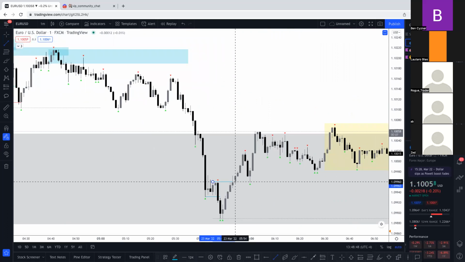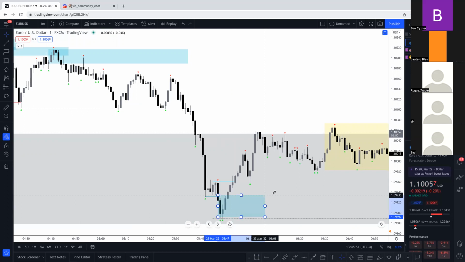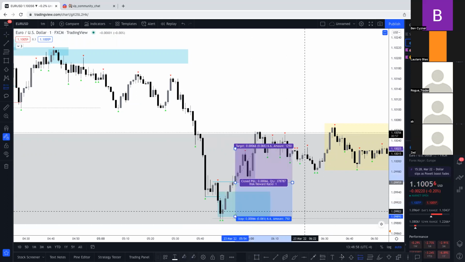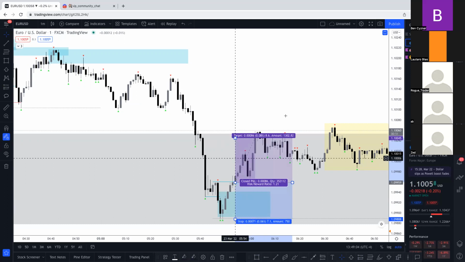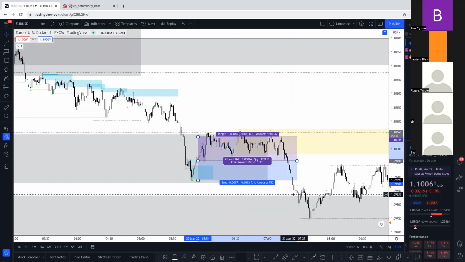As we all know, we don't always have to come back and mitigate any of this area to run. We can simply just change character and run. Once we hit a 1-to-1 on these types of positions, I would go break even. This position, BE, it was still a good trade. It doesn't matter. It followed the same methodical approach.